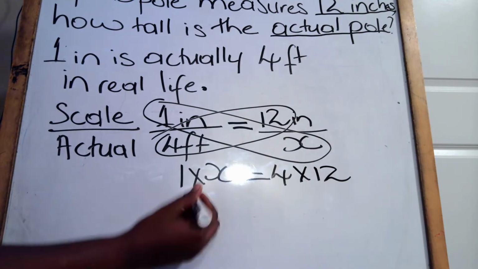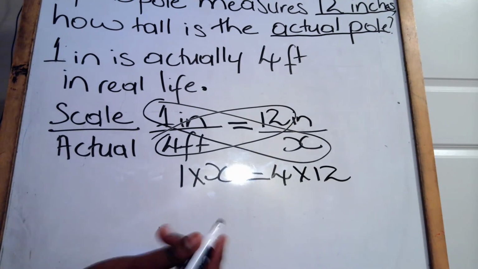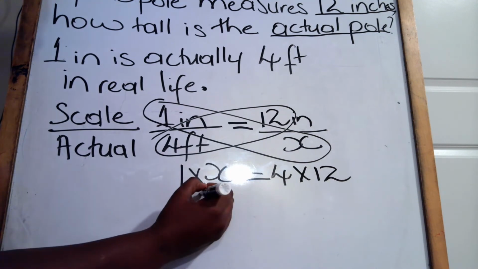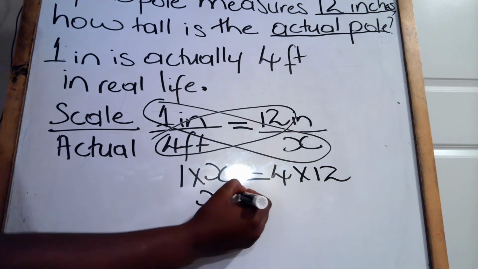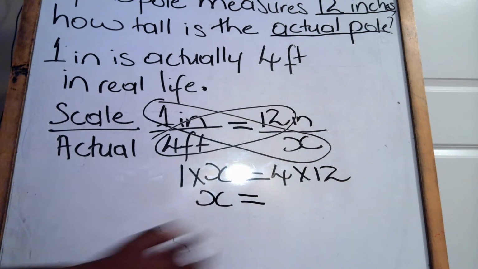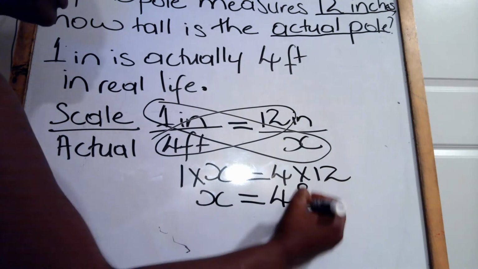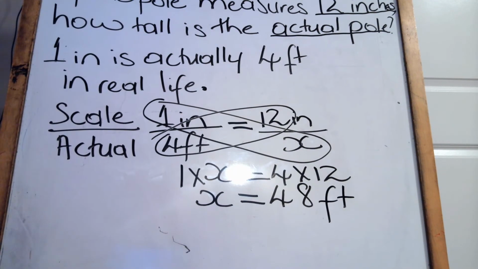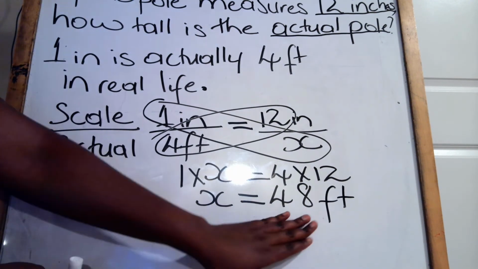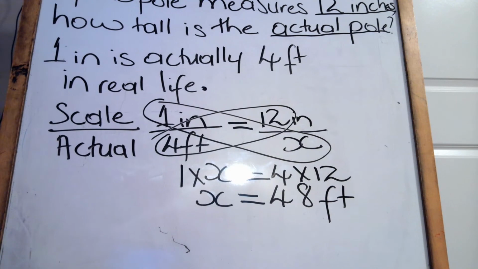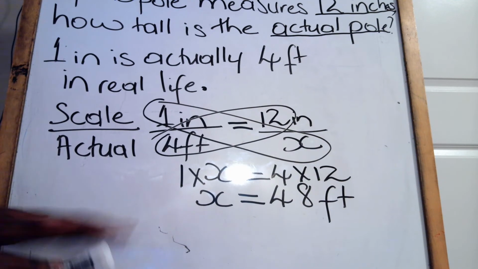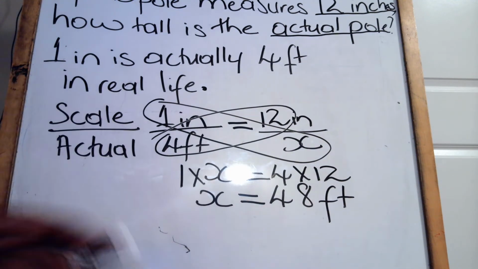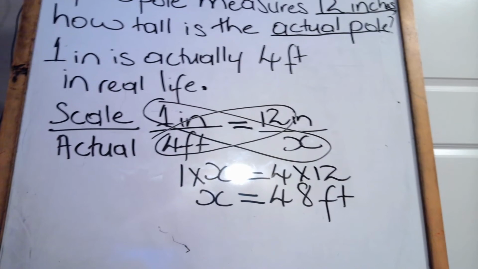1 times x, some of us will say 1x or x, it's the same. And 4 times 12 we know is 48. And this will be 48 feet. So the length of the actual pole is 48 feet. Alright? So when the pole is 12 inches on the drawing or in the model, it is actually 48 feet in real life. That is what it is saying.